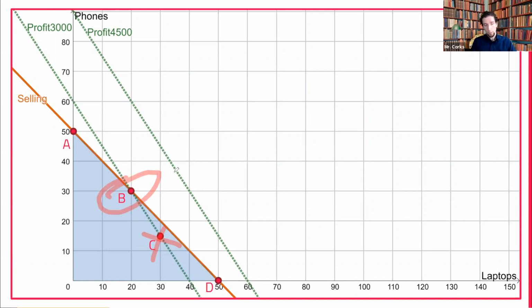Okay, next, what about B? Is a point like B, can it be the best solution here? So in this case, it's not on any kind of corner, it's just somewhere in the middle of the constraint line. No. Why not?